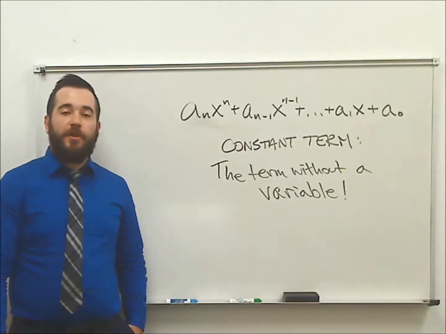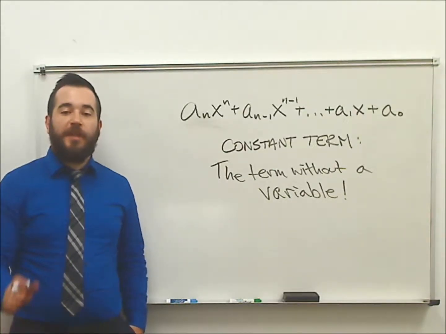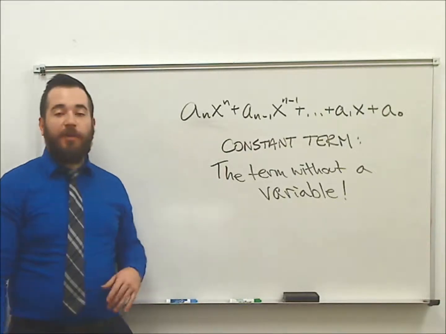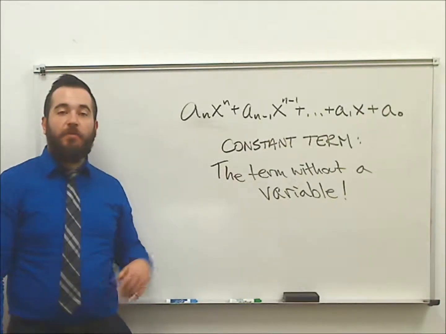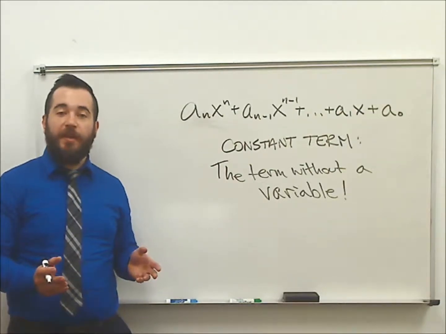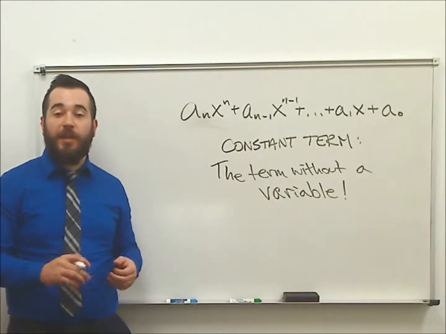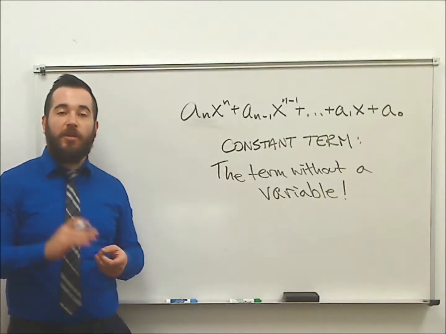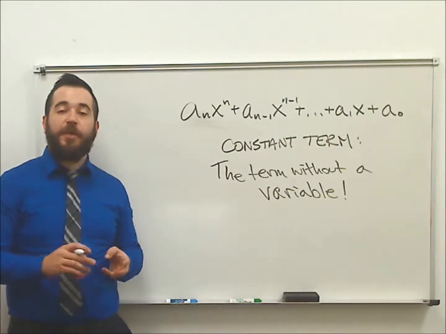The constant term is whatever term appears that doesn't have a variable attached to it. In our definition of polynomial, that term would be a0, but when you're looking at actual polynomials, it's just whatever number is there that doesn't have an x or an x squared or anything attached. Let's take a look at a couple examples and identify our lead term, constant term, and our degree.